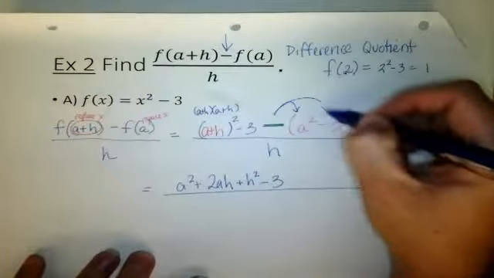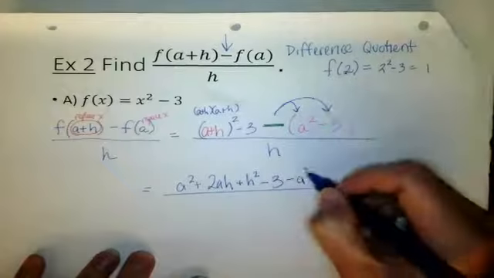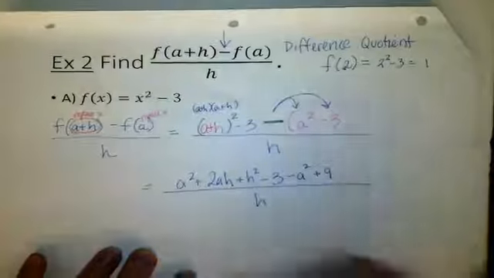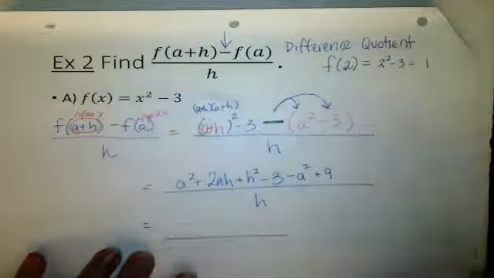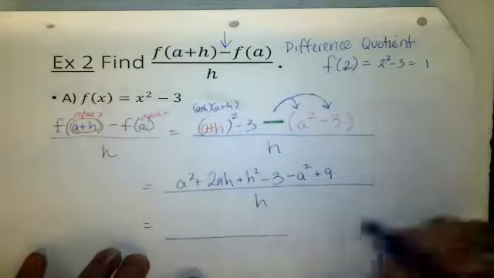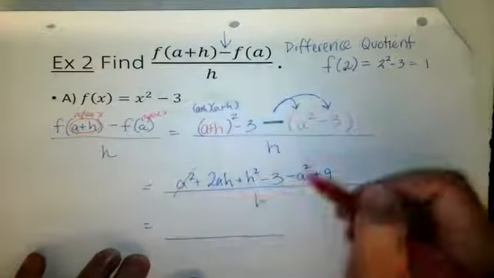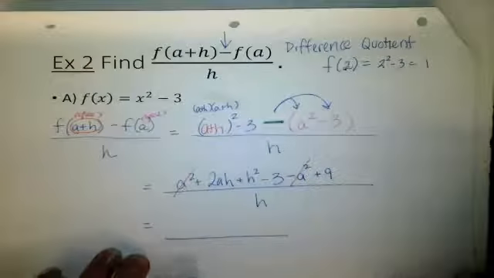Distribute it. So we get... All right, distribute the negative, and then combine like terms. All right. A squared and negative a squared cancels out.